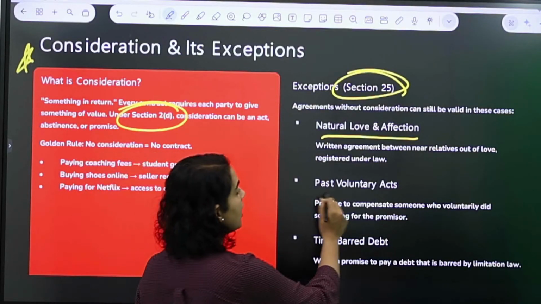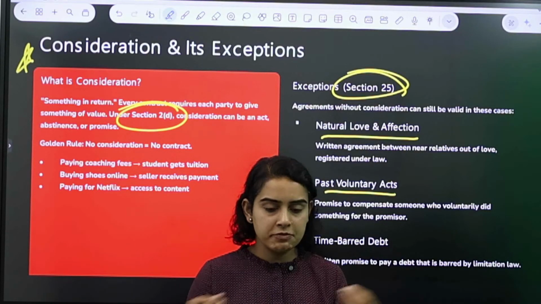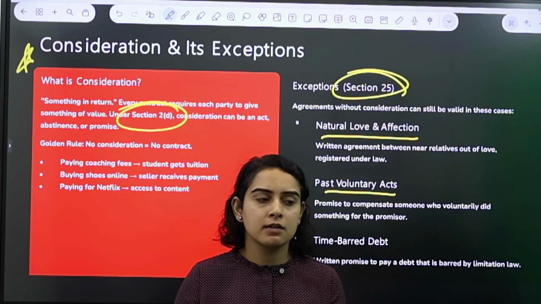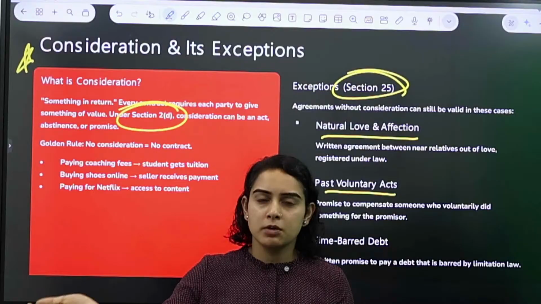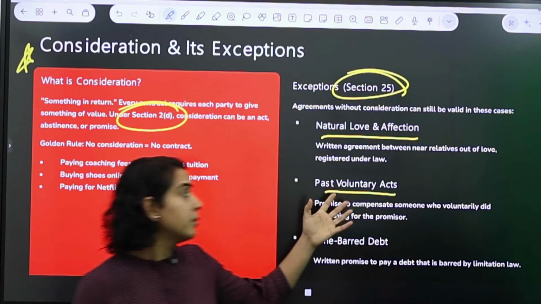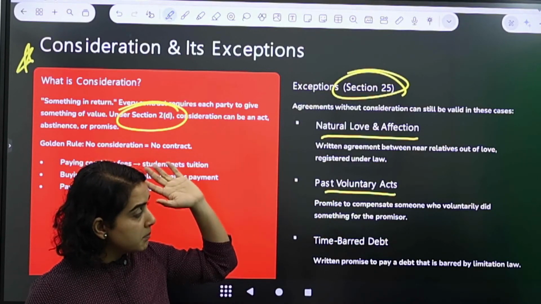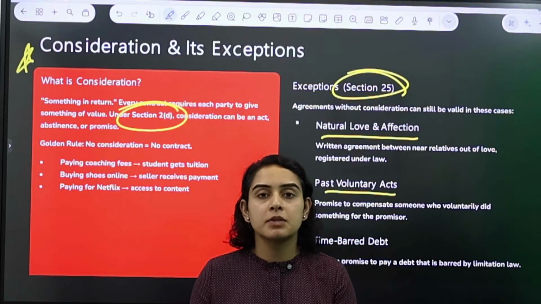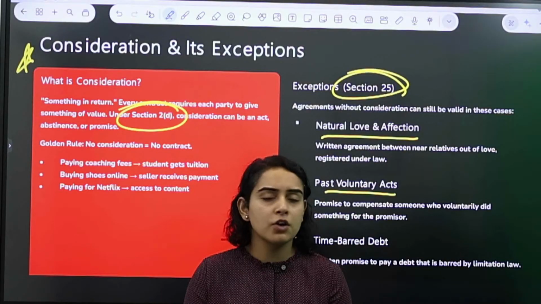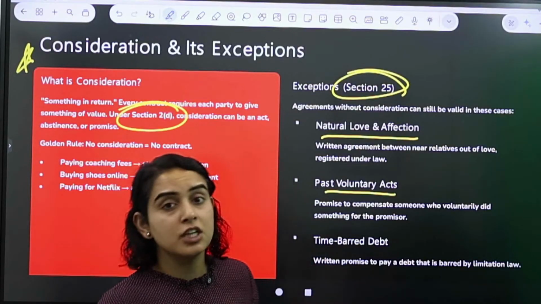Secondly, any past voluntary act. So, let's say A and B are friends, A someday paid for B, right? And B in future paid for something for A, right? So that way it is a past voluntary act, right? So now in the past, if you have voluntarily done something for someone else, and in future the same person does something for you, right? In a contract, then there need not be necessarily any consideration involved.